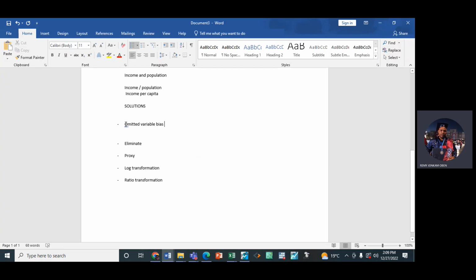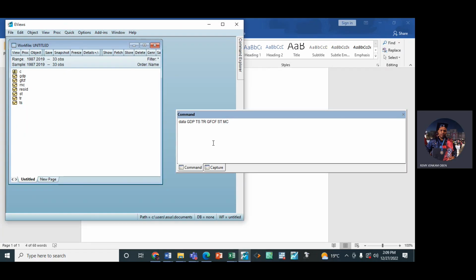Okay, I will show you now how to test for omitted variable bias. Let's assume you remove a variable and you want to test if by removing that variable, you will create omitted variable bias. Okay, let's go to eViews. So again, this is our model, right? So let's assume we want to remove this last variable, MC. So we'll run the regression without the MC. So I will run my regression.